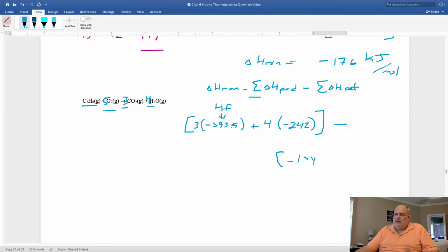Now, the other thing we have here is oxygen. But remember, oxygen is an element, so its enthalpy of formation is 0.